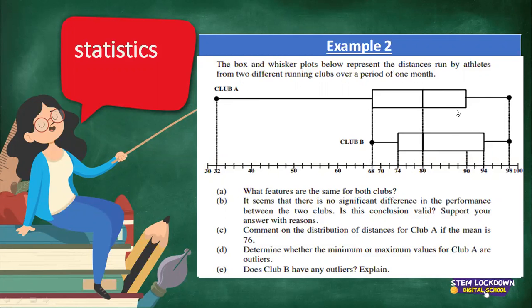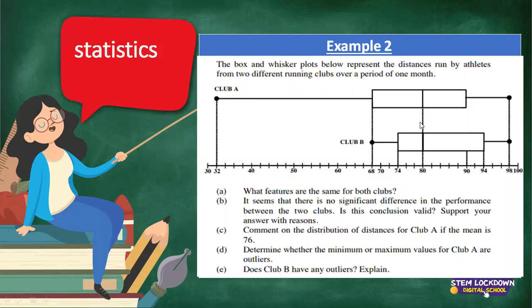So by comparing all these five number summaries, we can conclude that Club B did much better than Club A. Okay, comment on the distribution of the data for Club A if the mean is 76. So if the mean is 76, what is the distribution of the data for Club A? The data for Club A is negatively skewed.